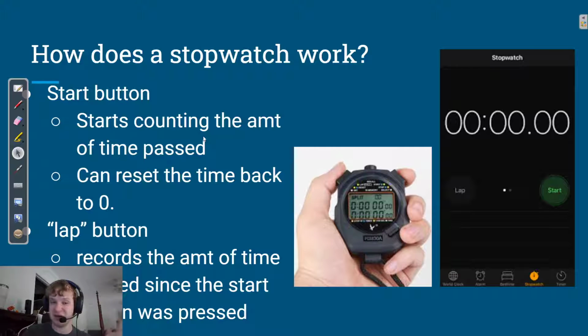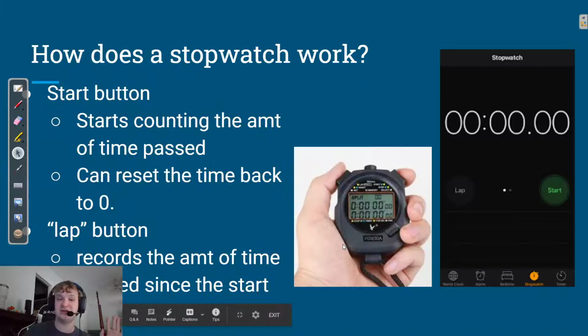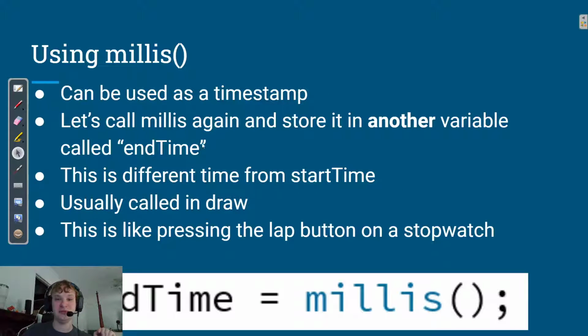You'll see why here in a bit, but just keep that in mind. When I say startTime is equal to millis in the setup, it's the same as me starting my stopwatch when I press the start button. Now, again, whenever you call millis, you can use it as a timestamp, because what does it do? It gives you the amount of time that's passed since when you first started the program.